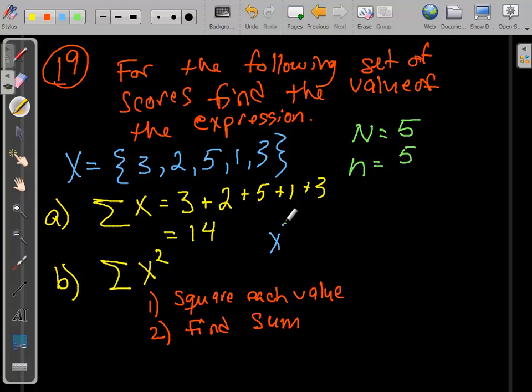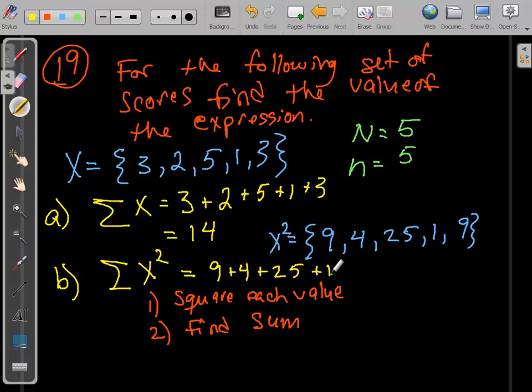This would be, well, 3 squared, so the list would be 9, 4, 25, 1, and 9. And now the sum of all of those would be given as 9 plus 4 plus 25 plus 1 plus 9. So 1 and 9 is 10, 35, 39, 48. So the notation here is saying, first square the x and then add them all up. Each one in the x list, square it, then add them up.